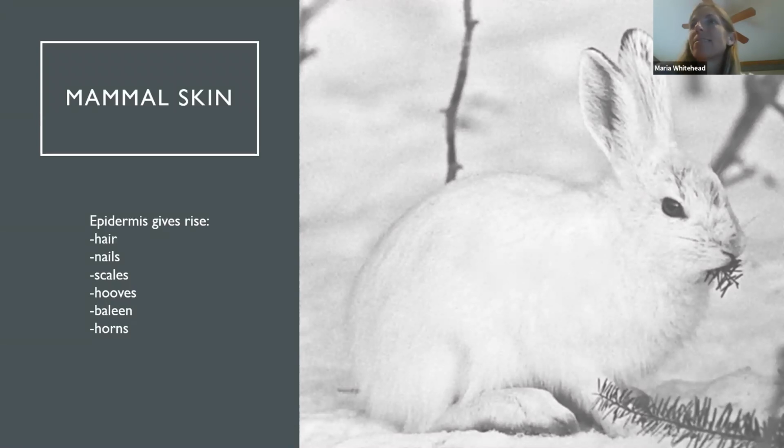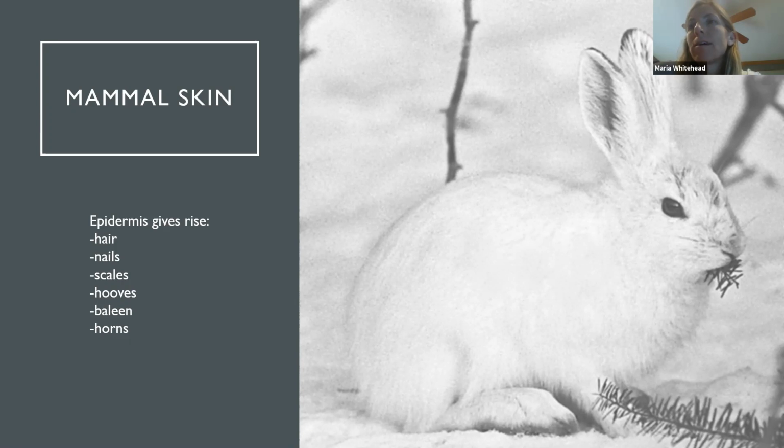Mammalian skin. The presence of a lightweight, waterproof epidermis was super important for mammals, allowing them to colonize a variety of environments. So the presence of hair was essential.